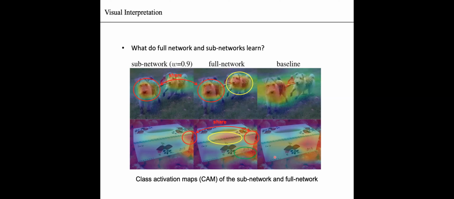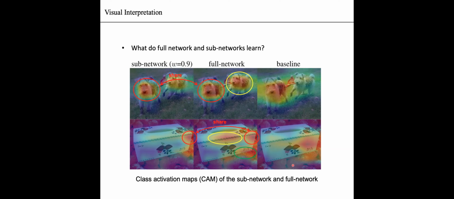So what do this full network and the subnetwork learn, right? If we're using this kind of mutual training, using this subnetwork to regularize the learning of the full network. So we do some visual explanation of what exactly the subnetwork and the full network learn if we do this kind of GradOrg strategy. So on the right side, this is the baseline. So that is just a single original network trained on the data set, and that's it.